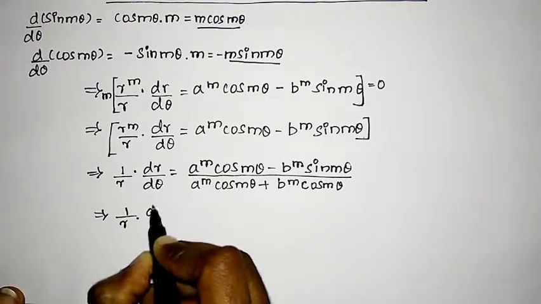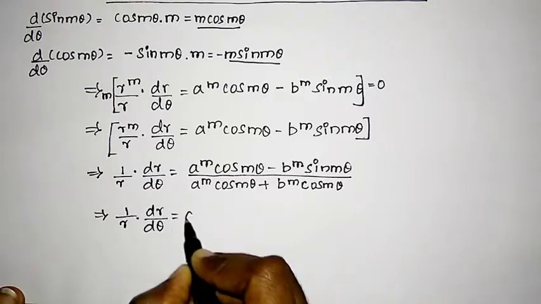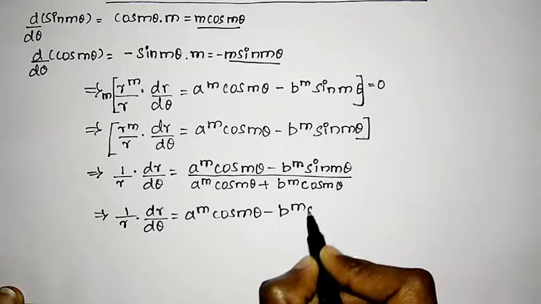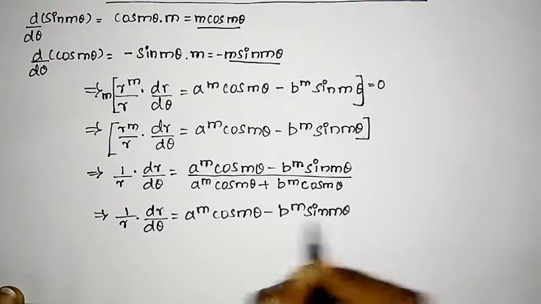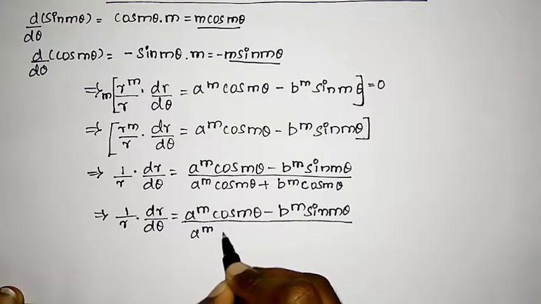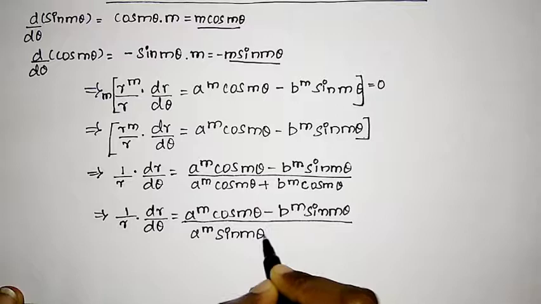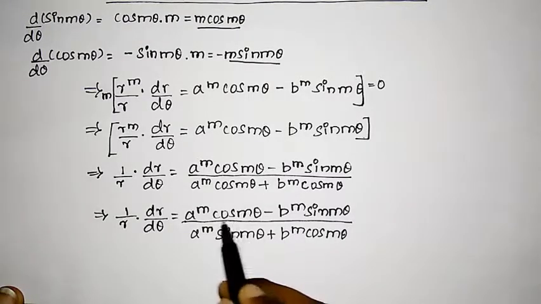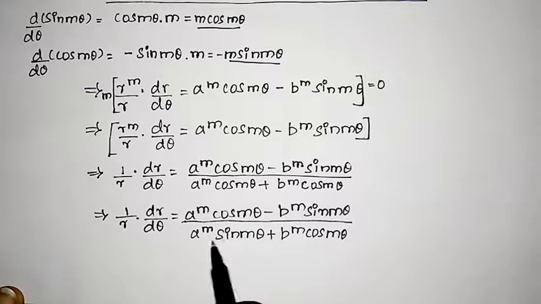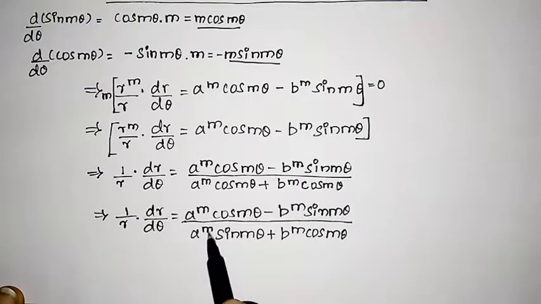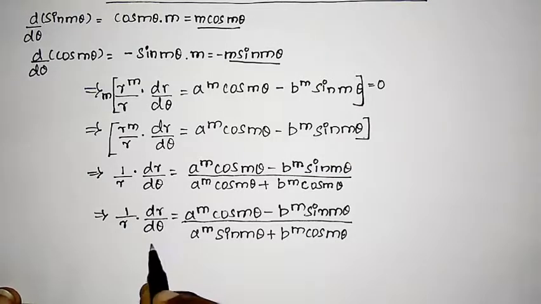One divided by r into dr upon d theta is equal to a raised to m into cos m theta minus b raised to m into sin m theta, divided by a raised to m into sin m theta plus b raised to m into cos m theta. We need to write in the form of cos and sin. Therefore, a raised to m cos m theta minus b raised to m sin m theta divided by a raised to m into sin m theta plus b raised to m into cos m theta.